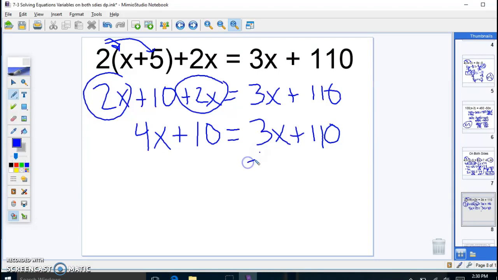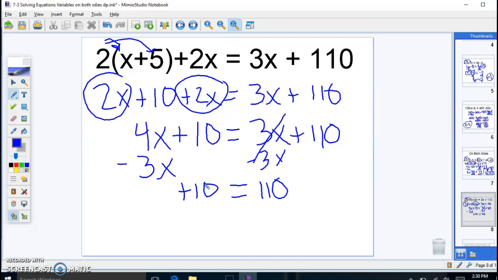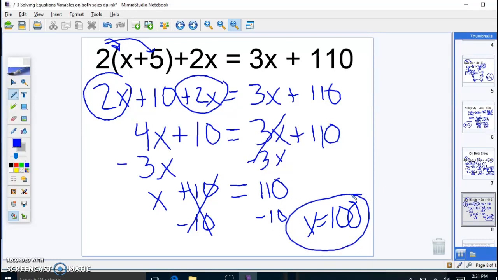From here, I know that I need to subtract 3x from both sides, so that cancels. The 110 was untouched, so I drop it down. The plus 10 was untouched, I drop it down. And 4x minus 3x is x. My last step, this is x plus 10 equals 110. The inverse operation of adding 10 is subtracting 10, so I subtract 10 on both sides. That cancels, and x equals 100. And then that is my final answer.